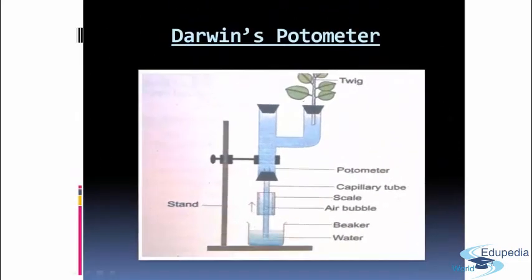Next we have the Darwin's potometer. Now what is this Darwin's potometer all about? It is the simplest type of potometer. Okay, it consists of a glass tube. See, this is the glass tube, you can see. This is the glass tube, and it also consists of a side tube with this glass tube. This is the side tube.